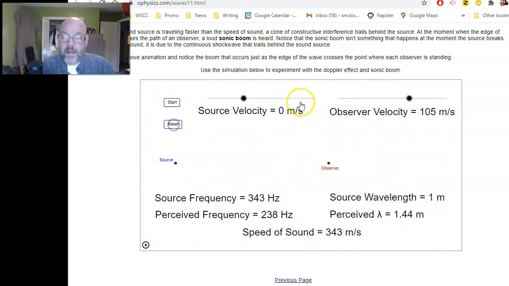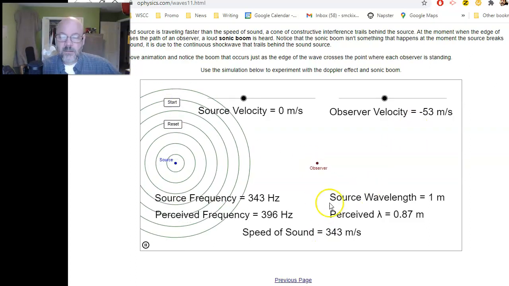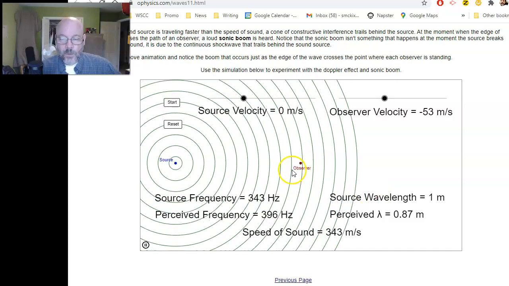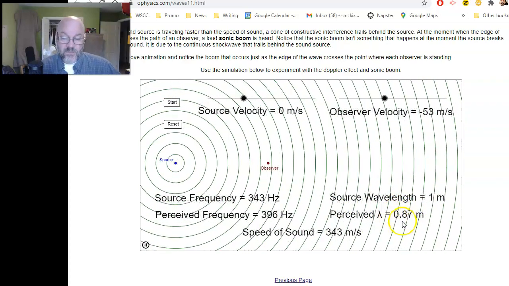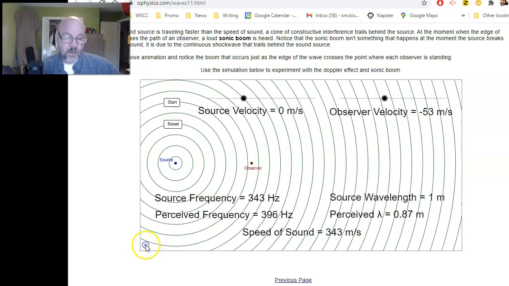Now, if we go the other way with our observer, okay, now what's going to happen is the observer is going to hit those waves more often than they would normally. So if the period's normally half a second, you're going to hit them much more rapidly. Okay, so the frequency is going to appear to go up. So let's take a look at that. All right, so here we go. There we go. The wavelength is shorter, the effective wavelength, and the frequency is going to go up.